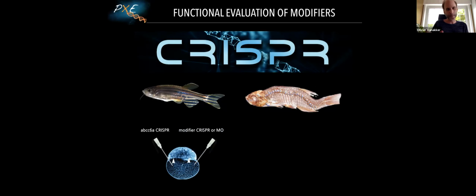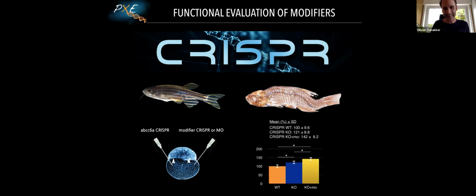We use a PXE zebrafish, and then we just inactivate the suspected modifier gene. And we look at the calcification. If it calcifies more, that means that the modifier gene is actually modifying the disease. It increases the mineralization, and it is a first step in validating such a gene.